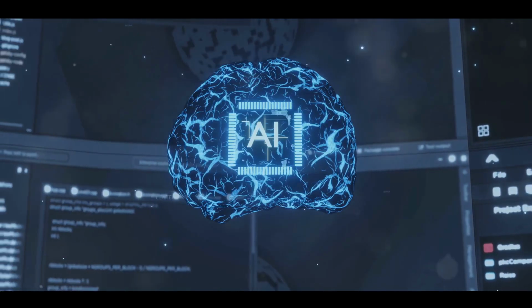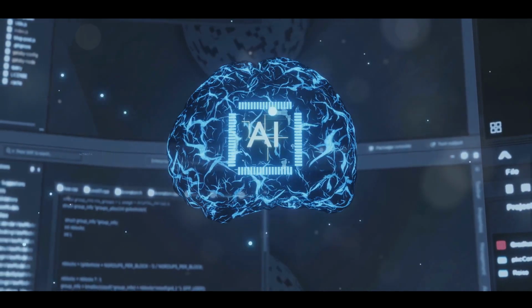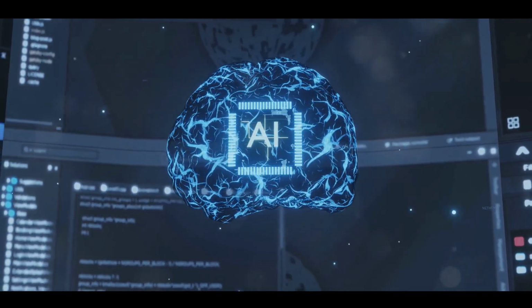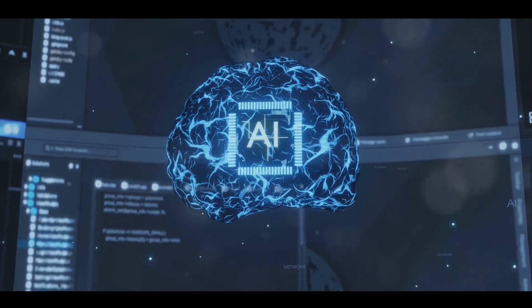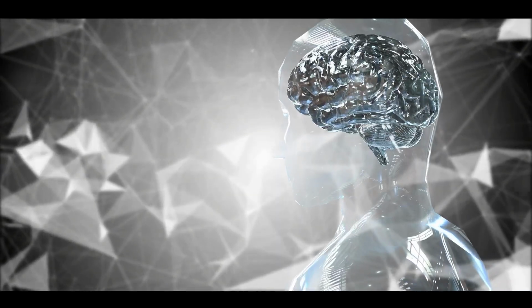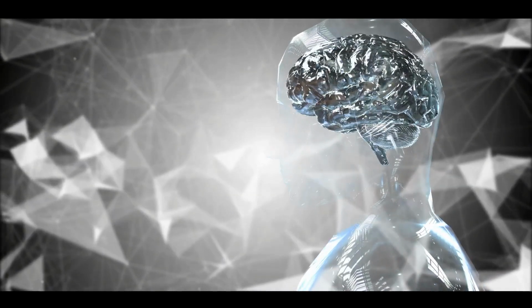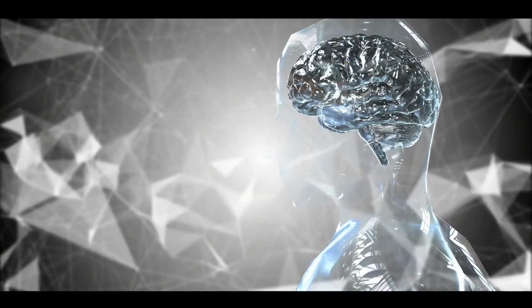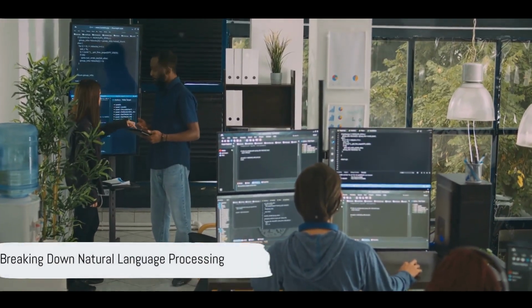This technology is not just limited to your smartphones, it's everywhere around us, subtly enhancing our lives, from predictive text on your keyboard to language translation services. These marvels of technology are possible due to an area of artificial intelligence known as natural language processing. So, what exactly is natural language processing?